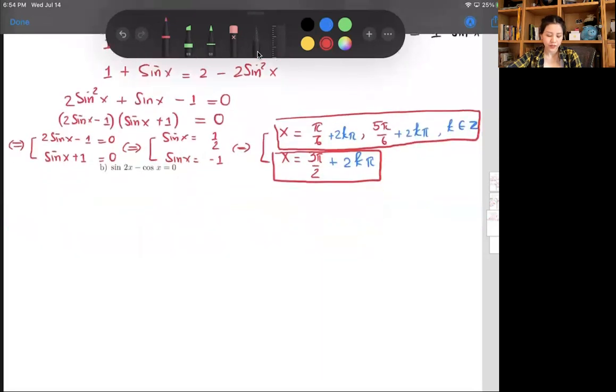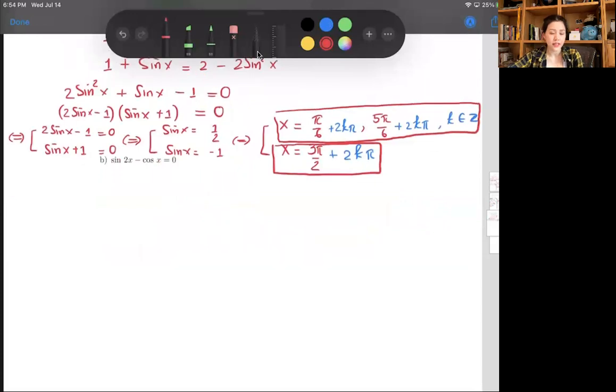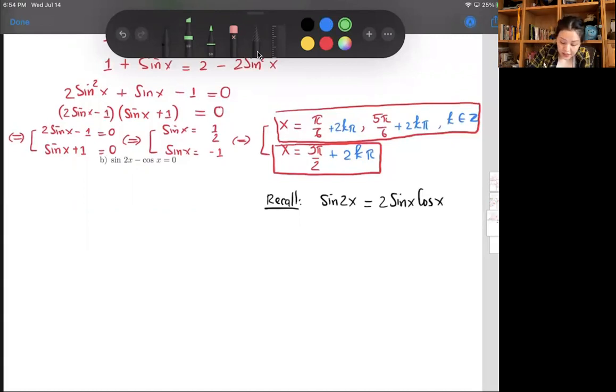Okay, so the second example, I have sine 2x minus cosine x equals 0. For this one, if you recall, one of the trig identities is sine 2x equals 2 sine x cosine x. Why am I using this one? Because in the second term, I see cosine x there. I can factor it out if I use this identity.